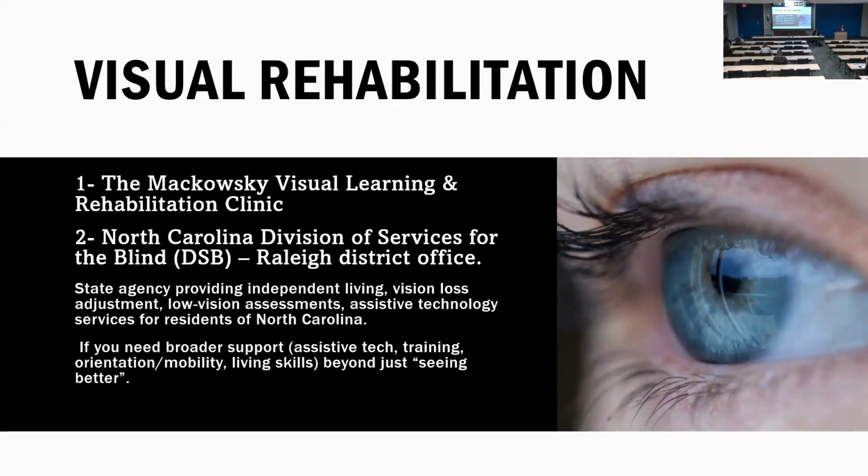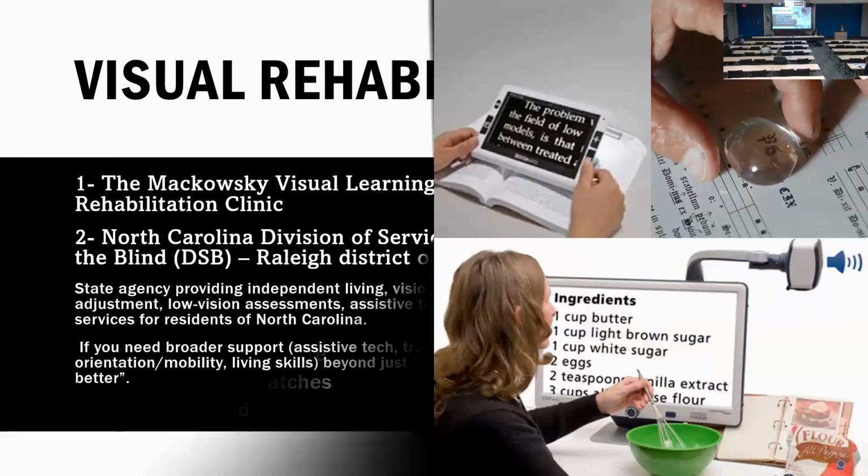Another avenue is North Carolina Division of Services for the Blind. They also have a Raleigh district office, and they can also give you more information on independent living. They can do low vision assessments and also provide assistive technology.